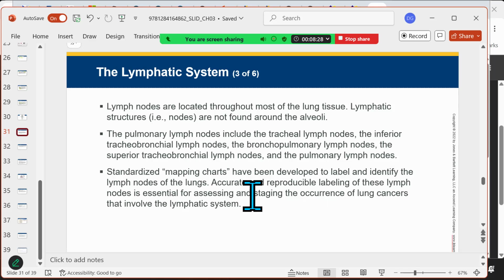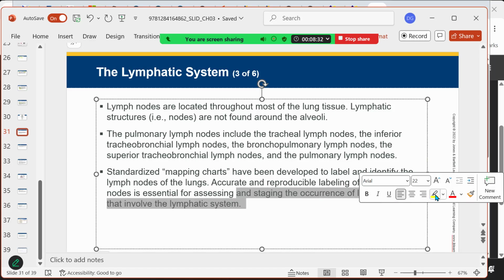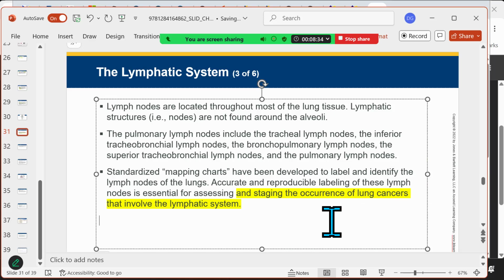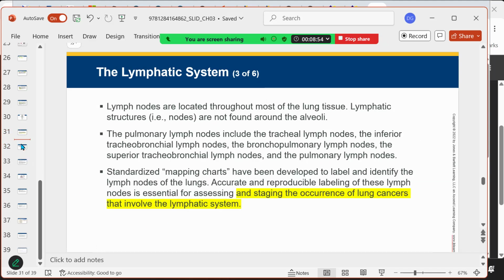Very important for staging the occurrence of lung cancers. This is how we know how early of a catch we got in the lung cancer, by knowing how many lymph nodes have been involved. We're hoping none, because then it means it is still a stage 1 cancer which has not spread and perhaps can be completely treated. So that will be helpful in your understanding of lung cancer.